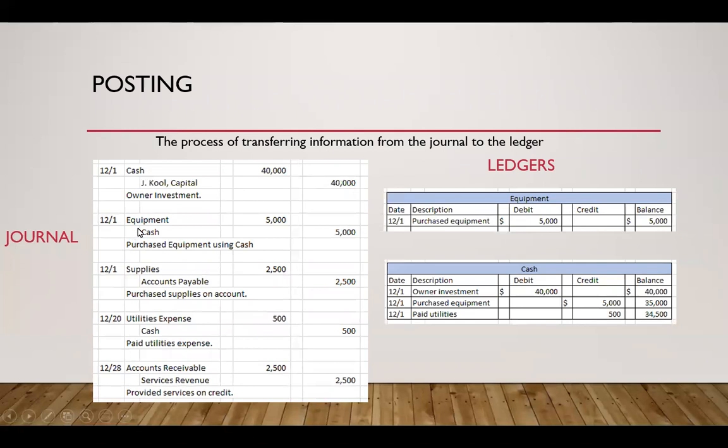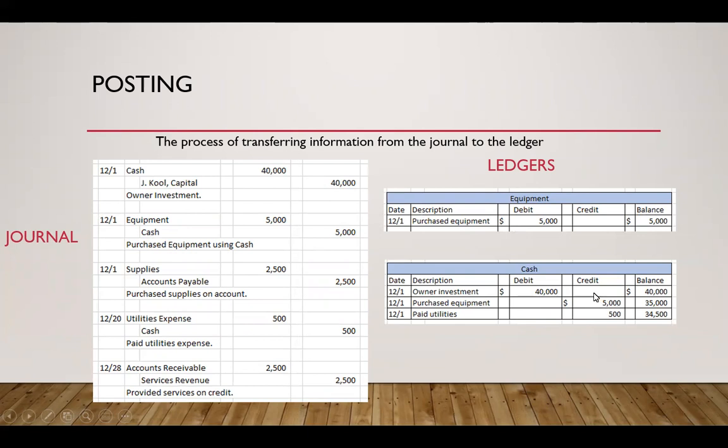Second transaction, where we're debiting equipment and crediting cash. Notice that in the equipment ledger, we're putting the $5,000 in the debit column. We put in the date and the description, and then we calculate a balance. We do the same thing for cash. Again, we have another transaction that is related to cash.